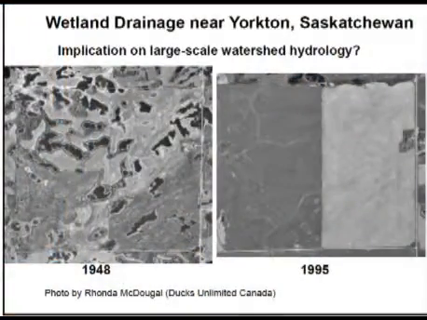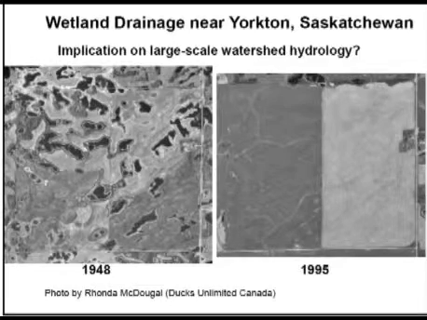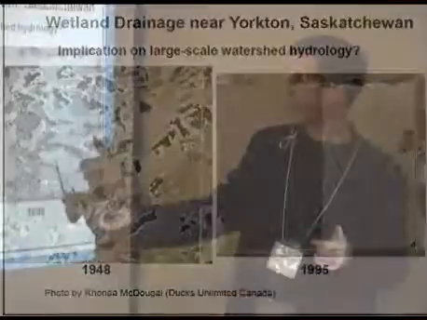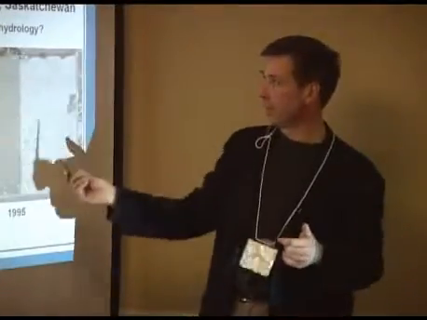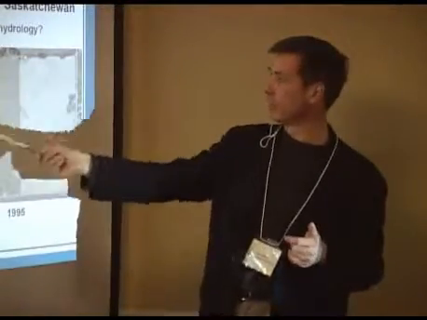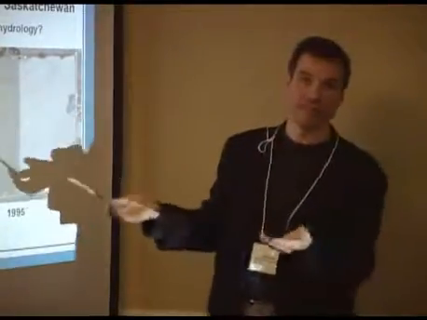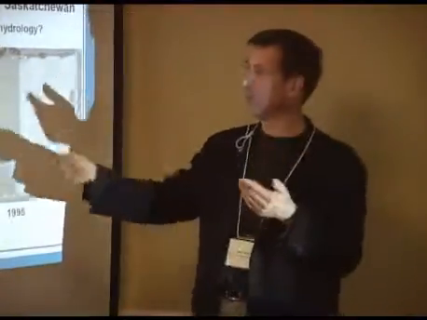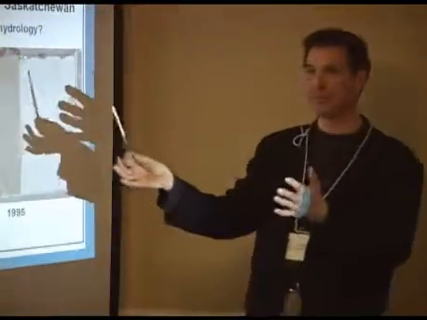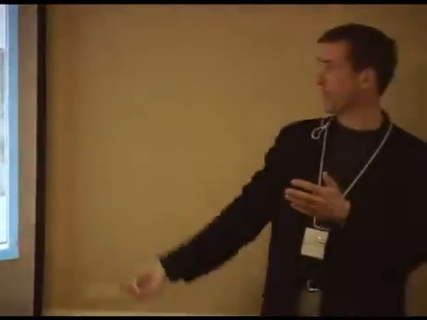So this is the kind of change in landscape that they've found if you look at 1948 versus 1995. You would think that hydrologically you would see some sort of change there. Of course we don't have the groundwater data to chase this, but just intuitively you would say, of course something must be different here.